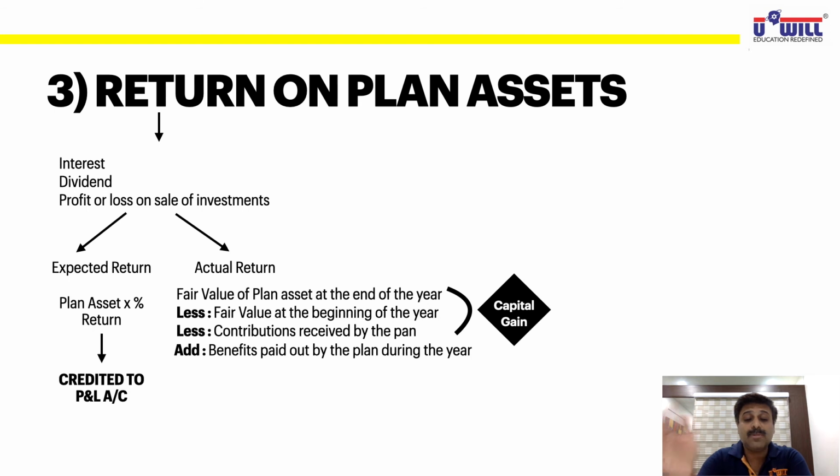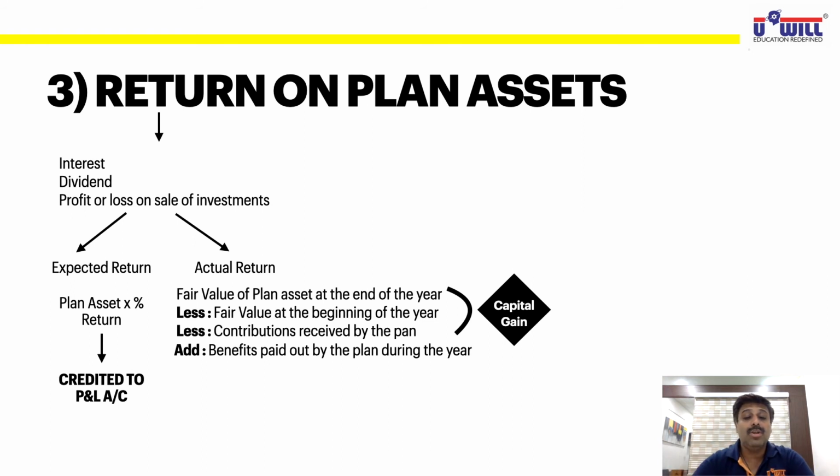And the difference of expected and actual return is our fourth point, actuarial gains and losses. So when we record actuarial gains and losses also in P&L account, the combined effect of expected return and actuarial gains or loss automatically records actual return in the books of accounts. So actual return we don't record directly, actual return we record indirectly. How do you record actual return? Indirectly. First you record expected return in your P&L account, then you record actuarial gain or loss in the P&L account. The joint effect of expected return and actuarial gain or loss results into actual return.